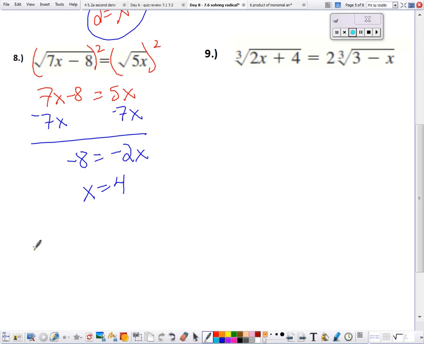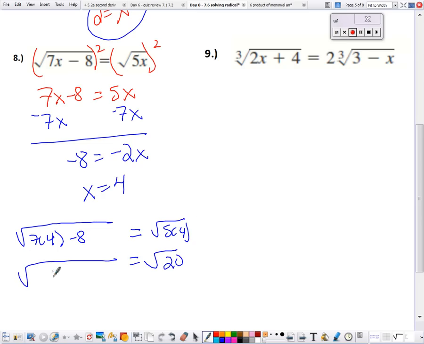But let's check it. Let's see, that's the square root of 20. I hope this is as well. It will be, so 4 is our answer.